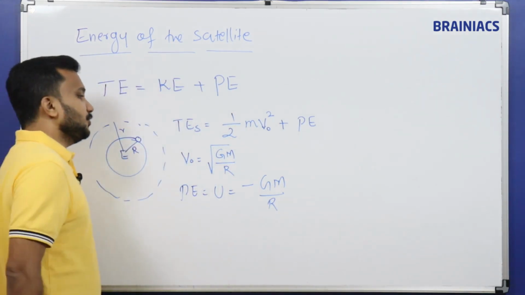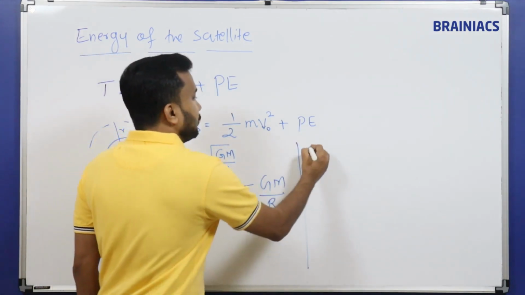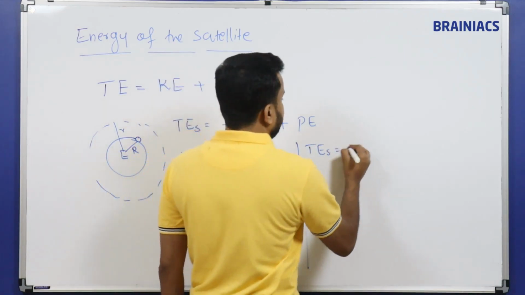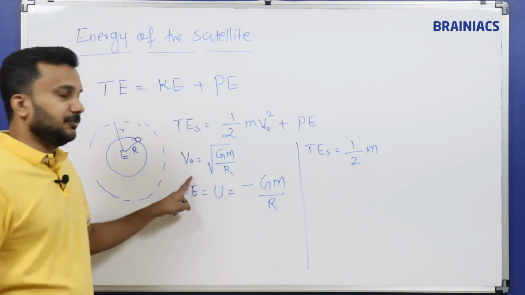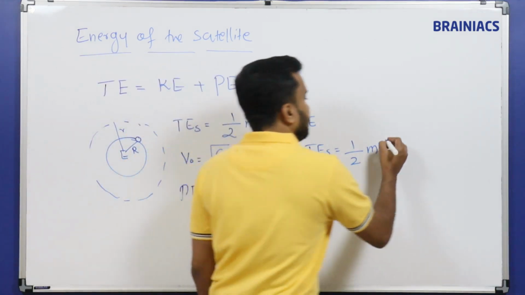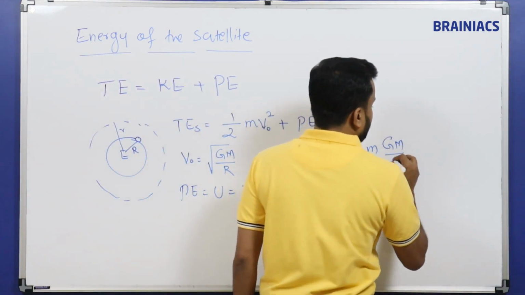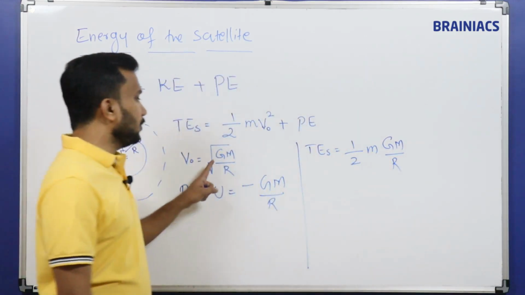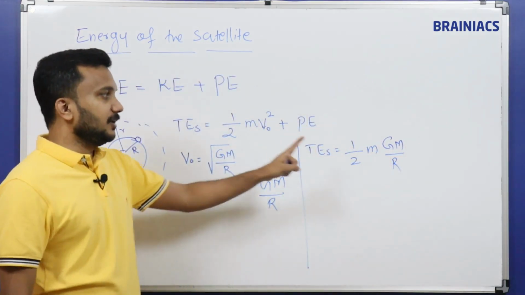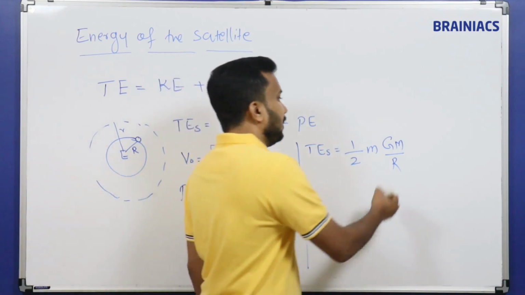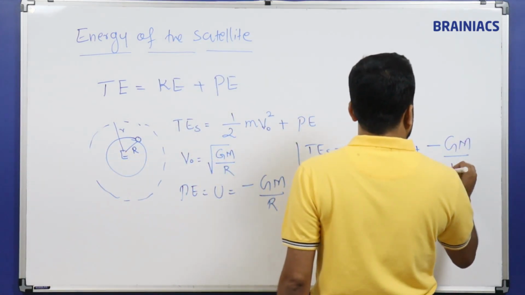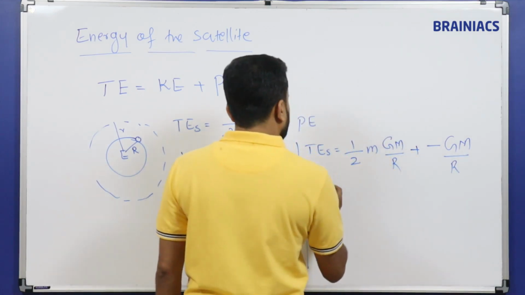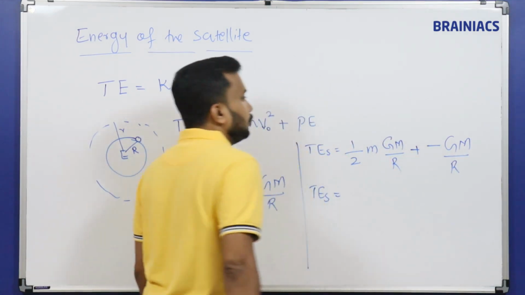We are going to substitute these expressions over here. So total energy at the earth surface will be equal to half into m into v naught square. V naught is the orbital velocity, root of GM by R. So v naught square is GM by R, as the root gets cancelled on squaring. Plus potential energy, minus GM divided by R. So total energy at the earth surface is equal to how much?